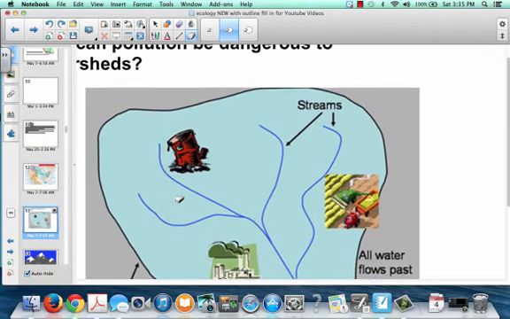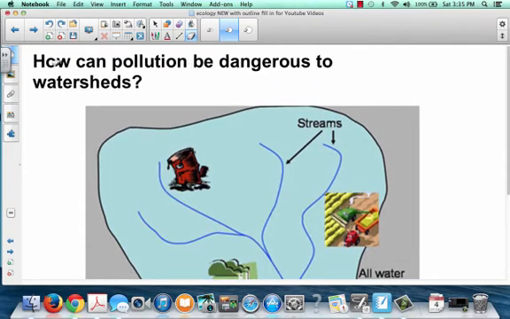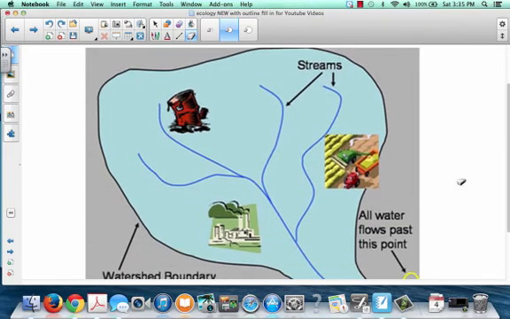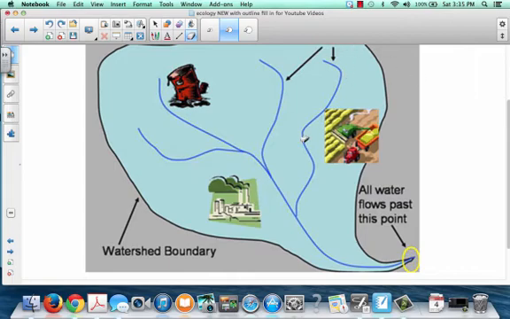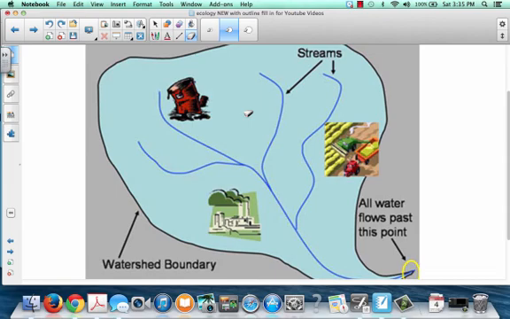Here's another picture of a watershed. And we're going to be basically answering this question, how can pollution be dangerous to a watershed? It's because everything that goes into the watershed goes downstream. One of the things that we're going to talk about on the next page of notes is we all live downstream. And what does that mean? Okay, and so we're going to talk about how when you have all this pollution upstream, like Indian Point, we live downstream from Indian Point. All that pollution goes into the river, which affects everything that lives downstream from it.